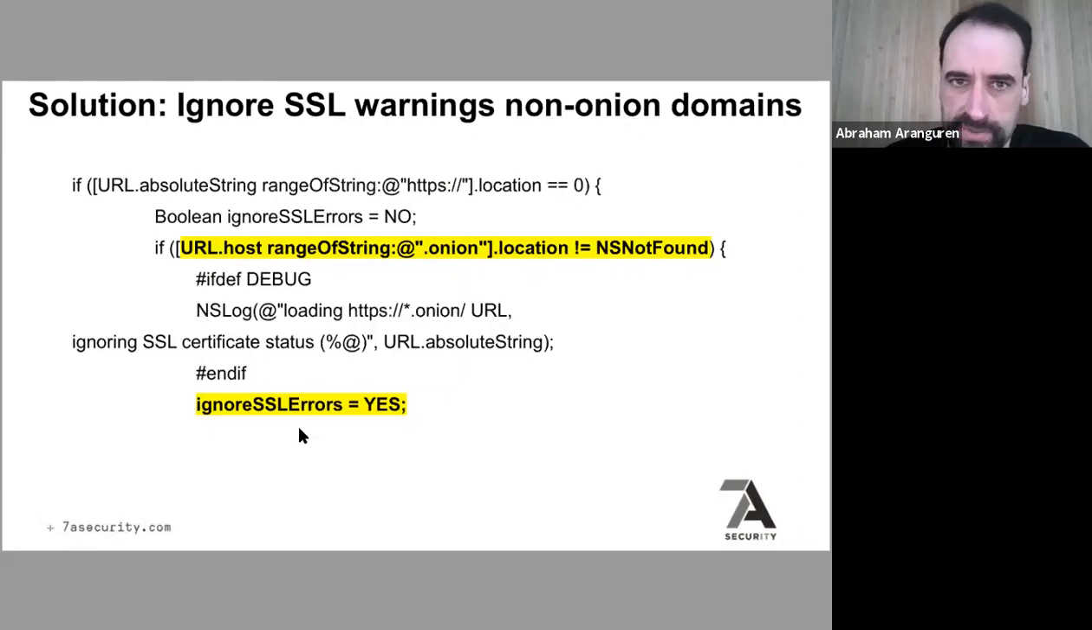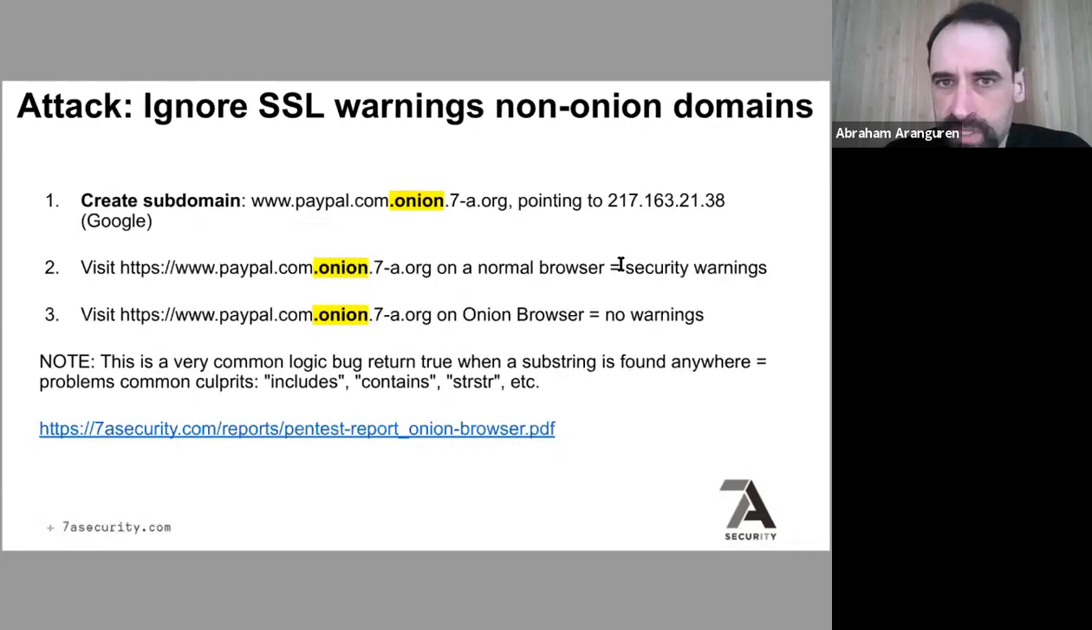So what can you do with this, right? To demonstrate this vulnerability, what we did was create a subdomain called www.paypal.com.onion.7-a.org, pointing to a Google IP address. And then when you visit this URL over SSL using a normal browser, you would get security warnings.